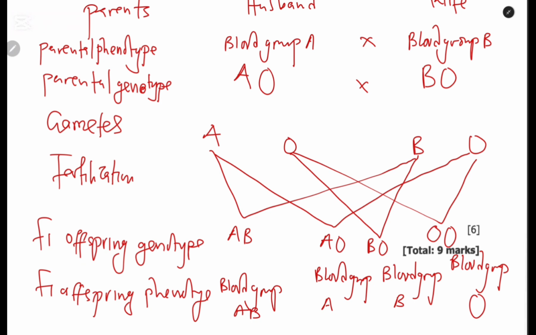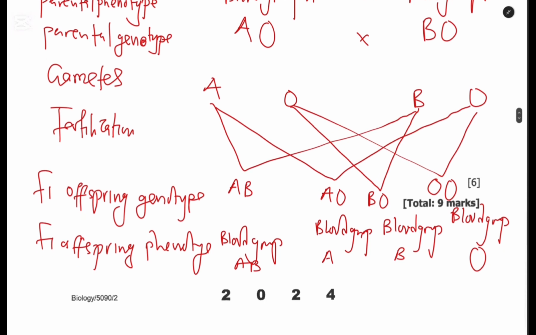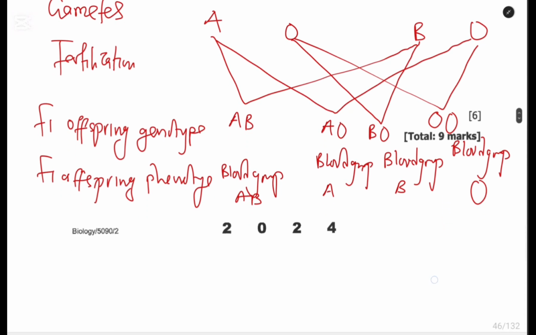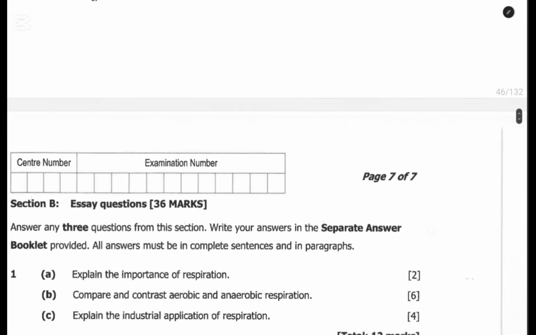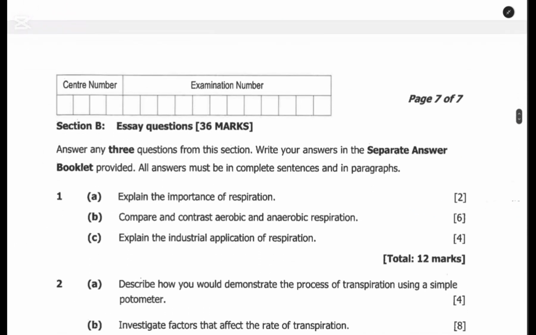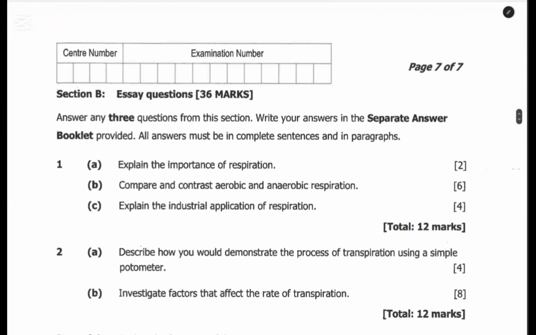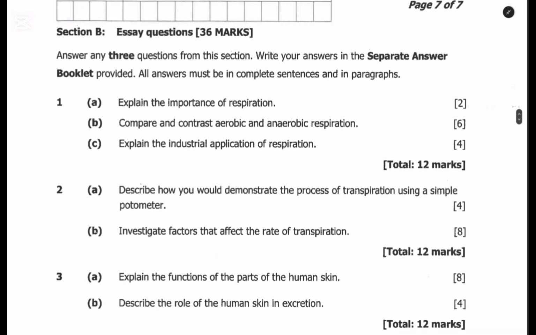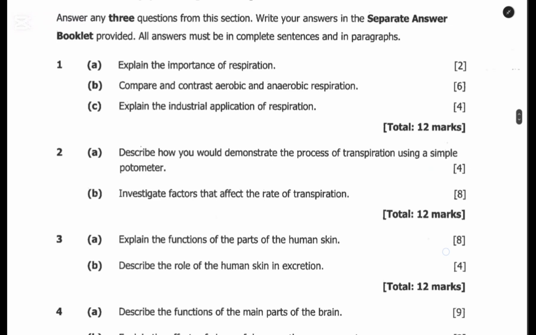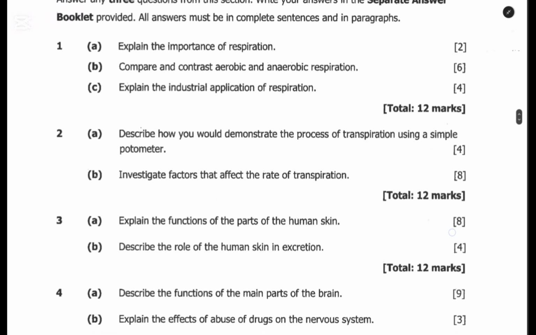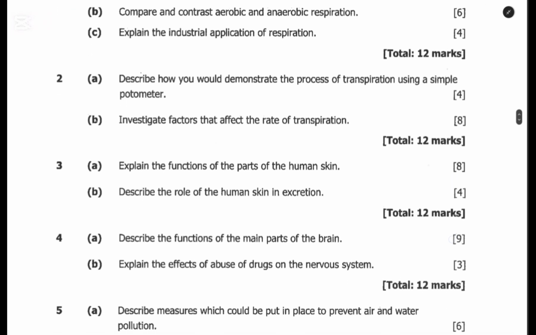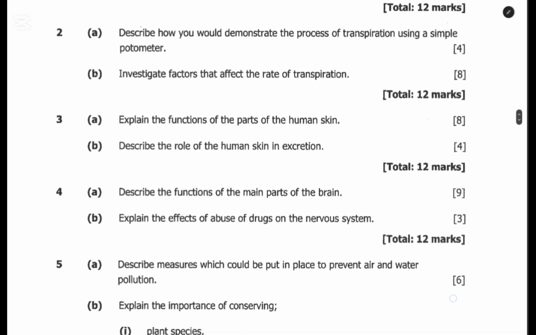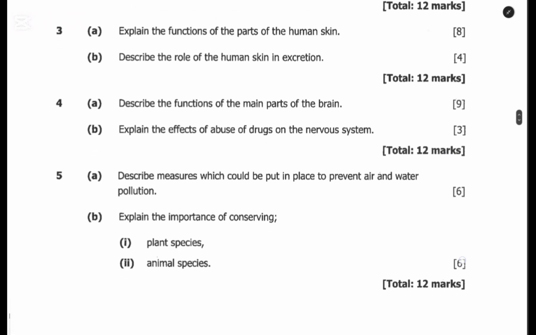Okay. All right. We've come to the end of the lesson. So for section B, it is coming. Let me just show you the questions. All the questions, we are going to answer them. Section B is where you answer 3 questions out of the 5 given, and this section is 36 marks. So these are the questions that came. You might want to go through them and try them before we even have another session.